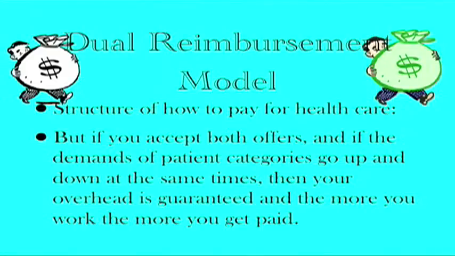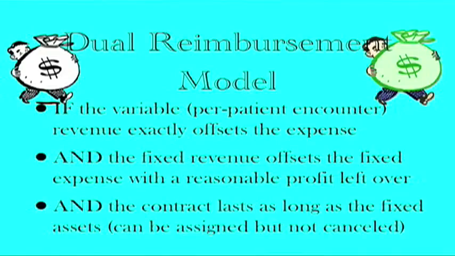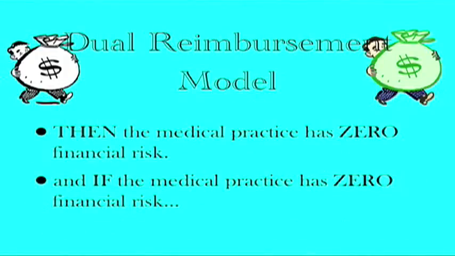But if you accept both offers, and the demands of patient categories go up and down at the same times, then your overhead is guaranteed, and the more you work, the more you get paid. If the variable, the per patient encounter revenue, exactly offsets the expense, and the fixed revenue offsets the fixed expense with a reasonable profit left over, and the contract lasts as long as the fixed assets, so it can be assigned but not canceled, then the medical practice has zero financial risk.